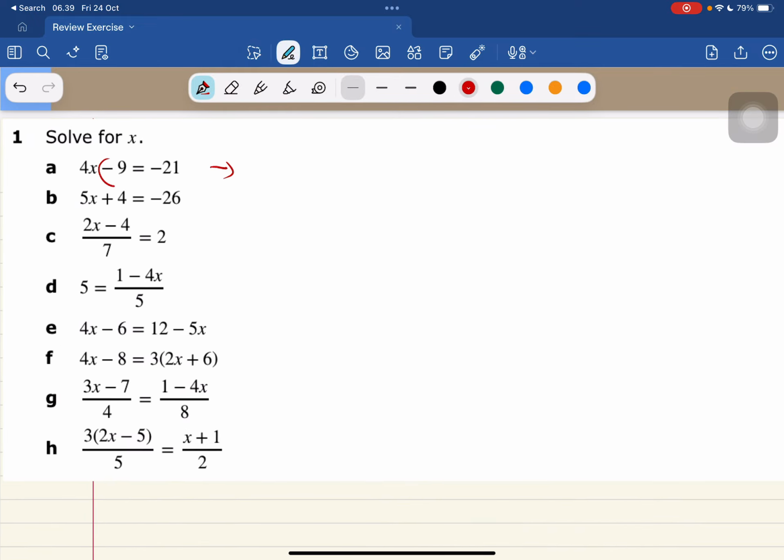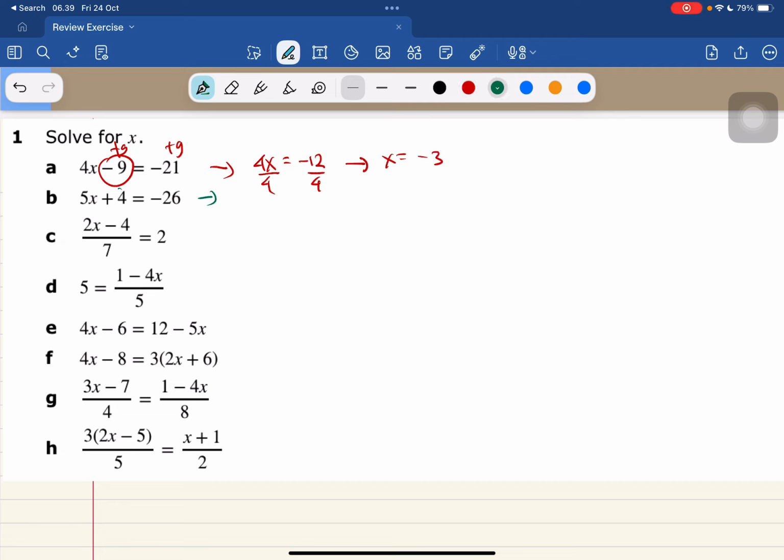We've got a minus 9 here, so let us make the minus 9 disappear. We add 9 to both sides, so it's going to be 4x equal to minus 21 plus 9, which gives us minus 12. This is 4x, so we need to divide by 4 on each side to get x, so x equals minus 3.